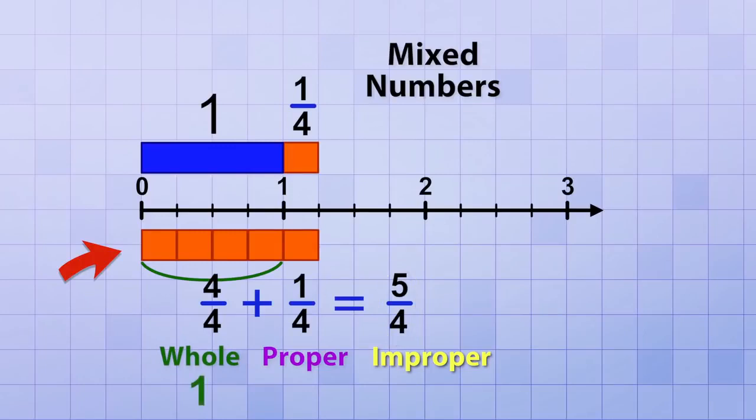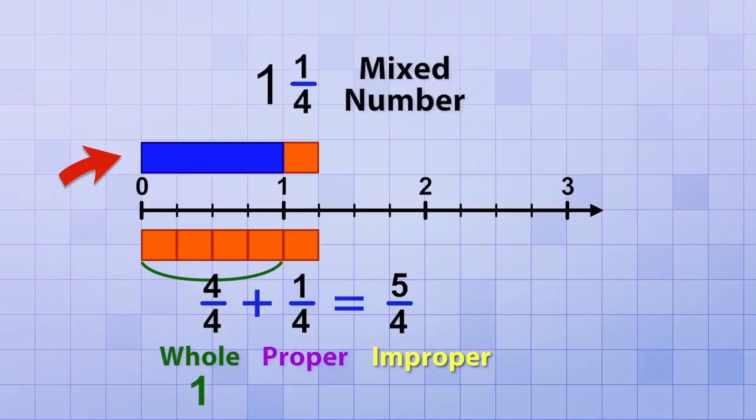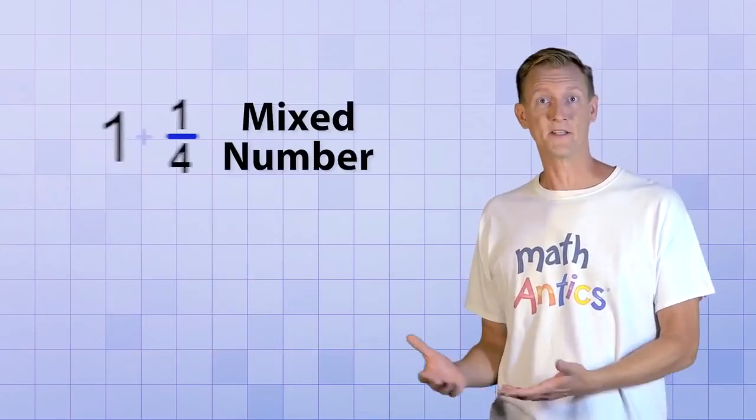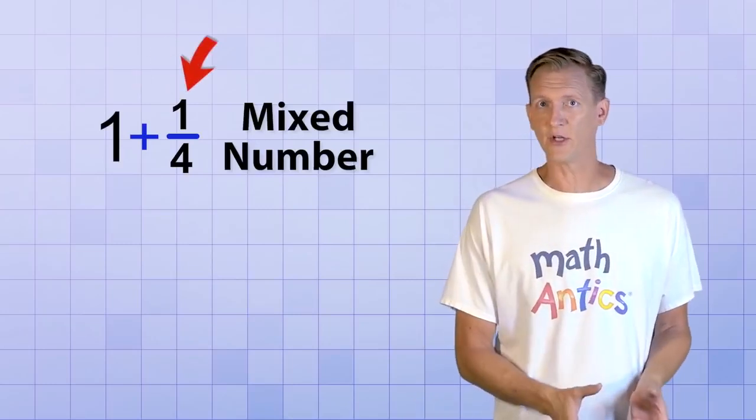1. And if we did that, we'd get what's shown on the other side of the number line. We'd get the combination of the whole number 1 and the proper fraction 1/4. In other words, we'd get a mixed number. That's all a mixed number is. It's the sum of a whole number and a proper fraction.